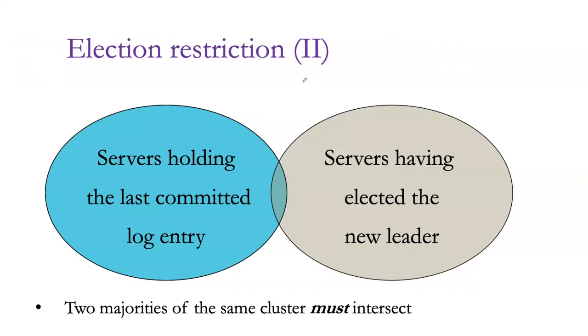So this is what we have just discussed, the election restriction in another way. The servers holding the latest committed log entry and the servers electing the new leader, the two majorities of the same cluster must intersect. Their intersection should be there.